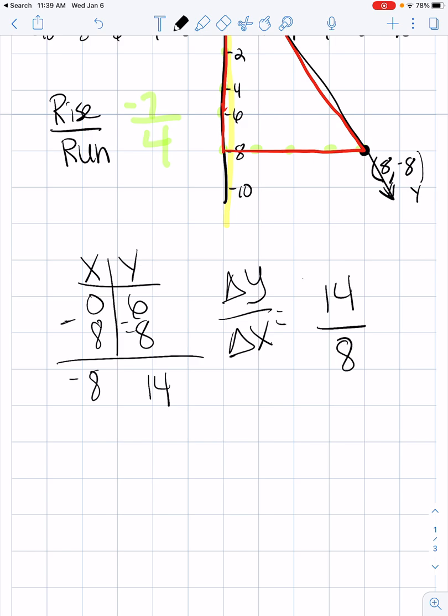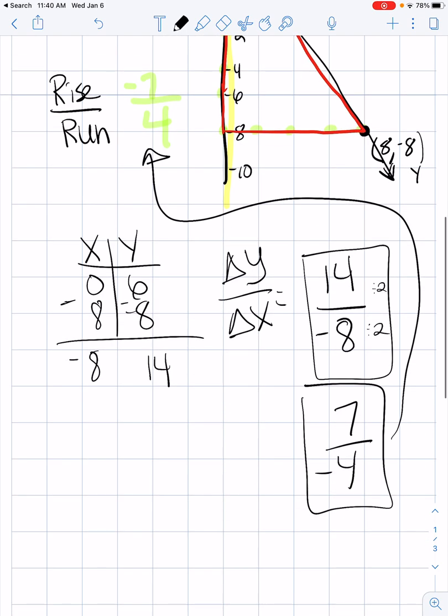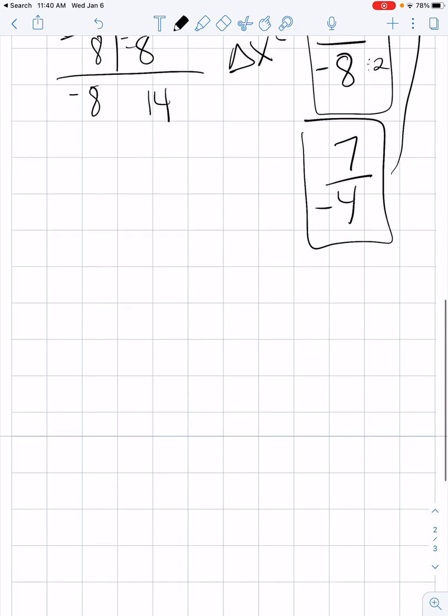We can reduce this. It's a -8, I'm sorry. We can divide each number by 2 and get 7 over -4. And if you notice, this number matches the same number that we got from the triangle. So there's 2 ways that you can solve for slope, and those are the 2 ways that you can do it. So I'm going to give you another example.